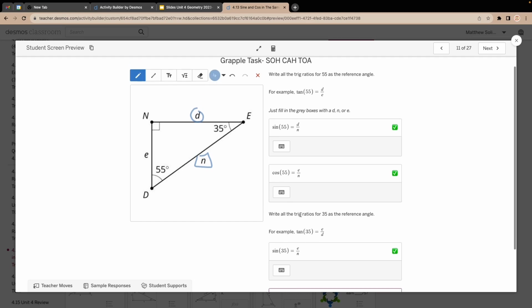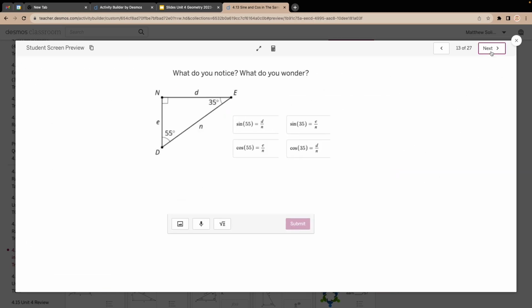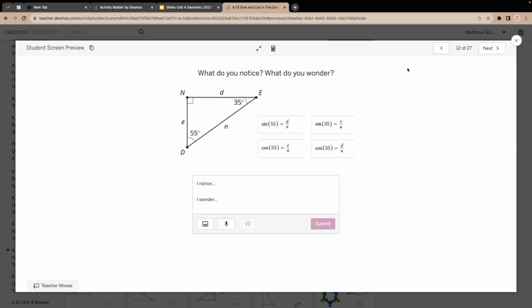So the big idea we took away from this is that the sine of 55 is equal to the cosine of 35. And vice versa. The cosine of 55 is equal to the sine of 35. They're just like the opposite.